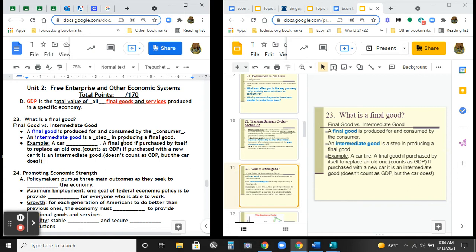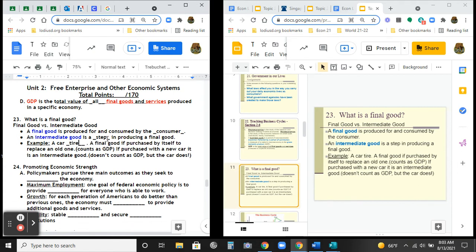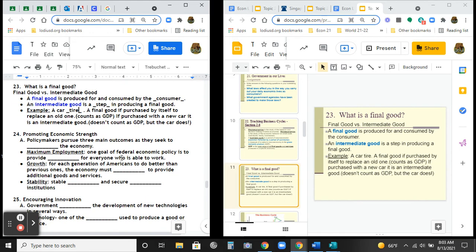But when it's sold separately, it is considered a final good. When it's sold as part of the car, it's considered an intermediate good. So it depends on when, when determining the difference between a final and an intermediate good.